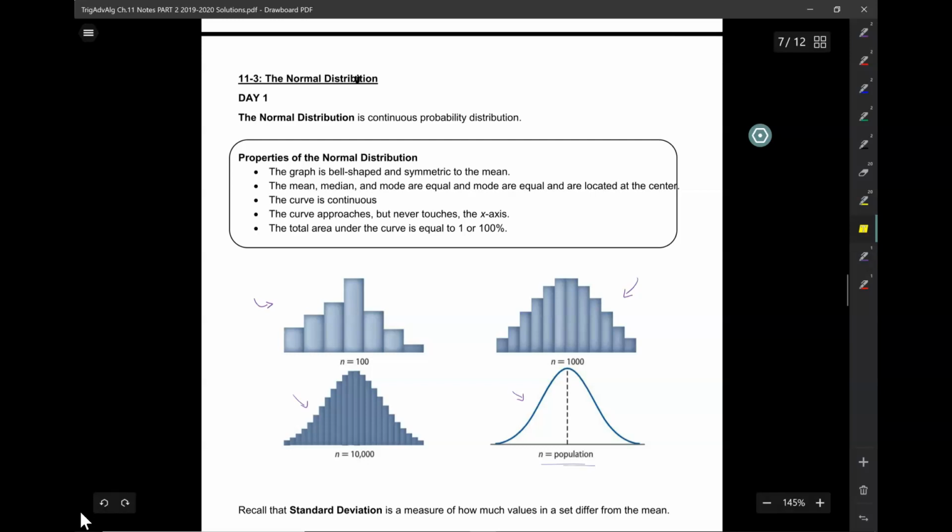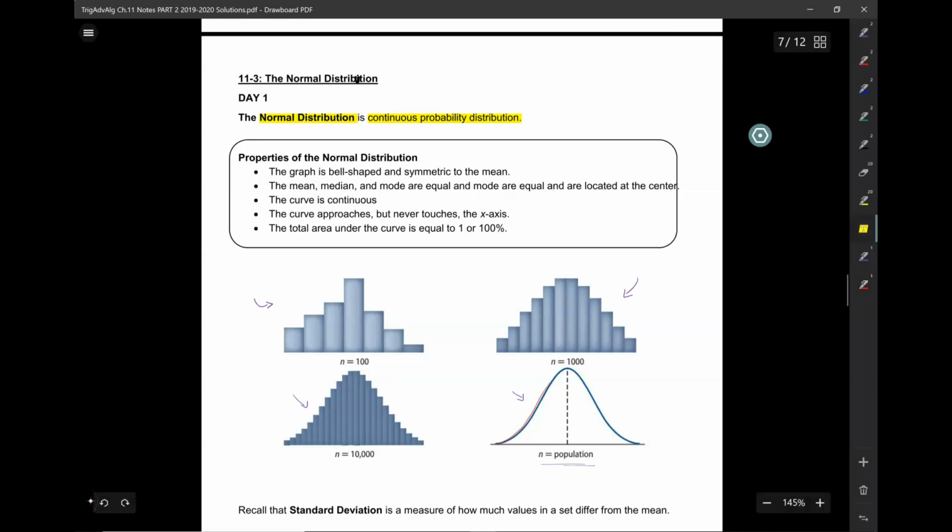So if we go back up here, the normal distribution is basically a continuous probability distribution. By continuous, I mean I don't have individual bars. I have a continuous curve like the one we see on the bottom right. All right, so let's talk about some properties of the normal distribution.